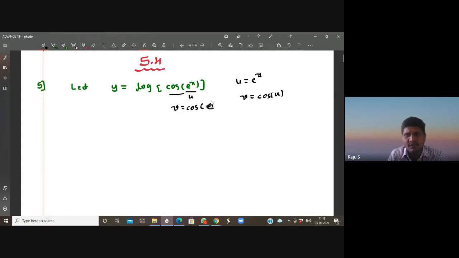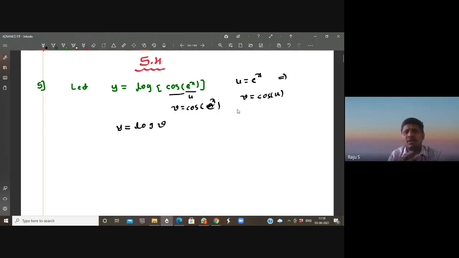So cos of e power x, I'm taking as v. v is equal to cos u, and e power x value is u. Then y becomes log v. This is method 1, which we have already done, where we consider e power x as u and cos of e power x as v, and finally y becomes log v.